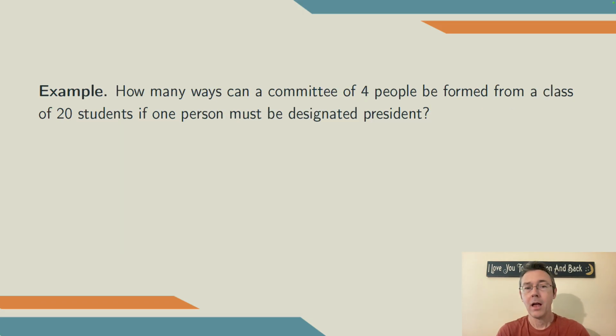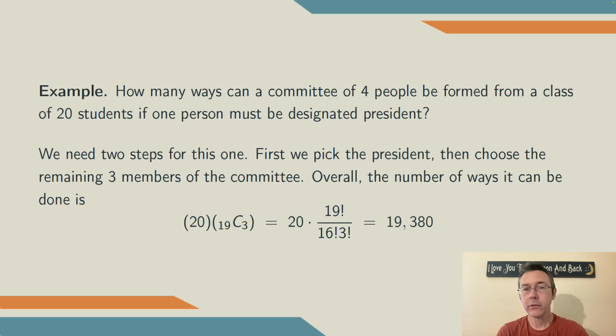One final example. How many ways can a committee of 4 people be formed from a class of 20 students if one person has to be designated president? In this case, we're going to need 2 steps, including the fundamental counting principle. First, we pick the president. There are 20 ways we can do that. We pick any one of the 20 students. And then we have to choose the remaining 3 members. And when we choose those remaining 3 members, order does not matter. There are 19 students left because we've already appointed the president. We need to pick 3 of them. Overall, there's 19 choose 3 ways that we can do that. So the total number of ways we can form the committee under these circumstances is 20 times 19 choose 3, 19,380.